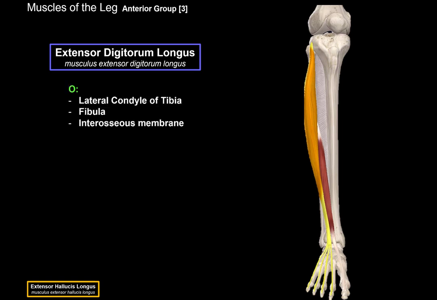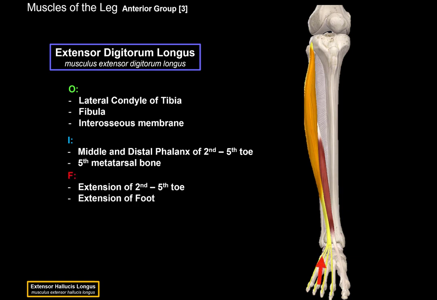Then we have the extensor digitorum longus, which is this long muscle here. It originates from the lateral condyle of the tibia, from the fibula, and the interosseous membrane, which is the membrane between the tibia and the fibula. This muscle then inserts at the middle and the distal phalanx of the 2nd to the 5th toe, as well as the 5th metatarsal bone.